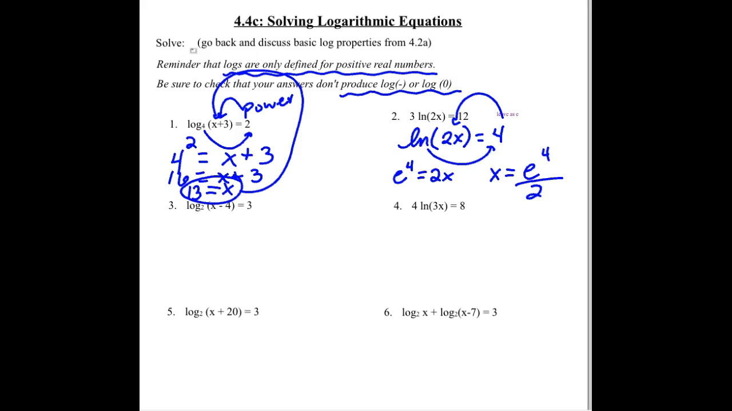Okay, I'm going to pause the video. I want you guys to do questions 3, 4, and 5 with your groups. All right, so let's go back and check. We are solving question 3 here. We have 2 to the third power being x minus 4.